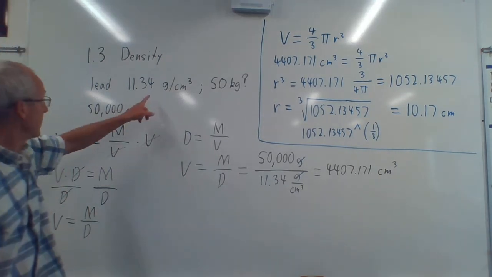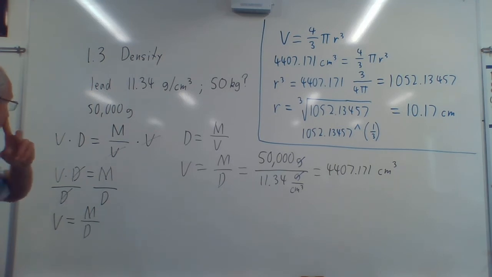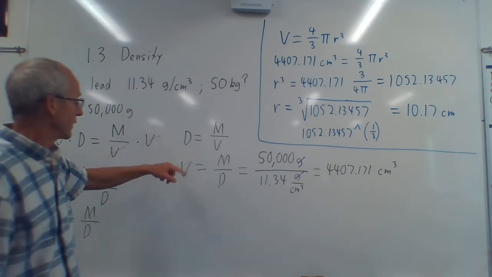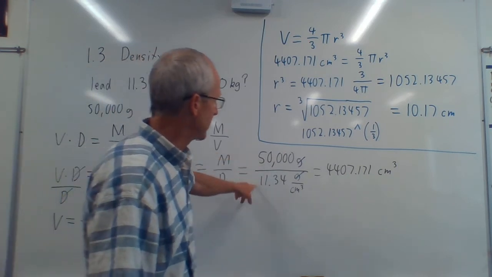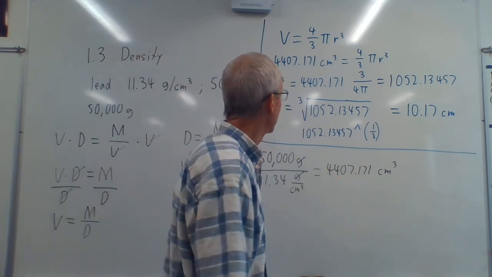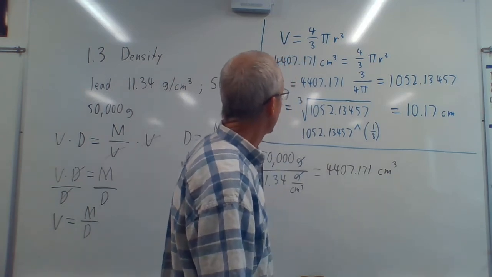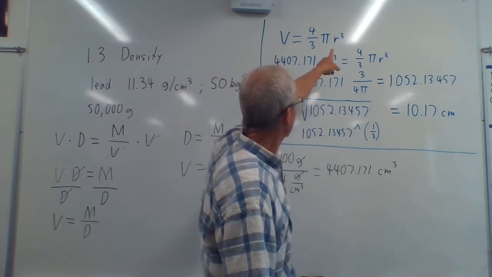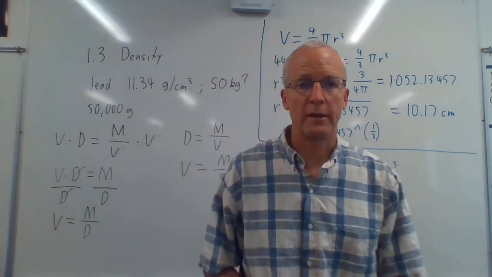First we changed the 50 kilograms to 50,000 grams. Then we got our formula for volume is mass divided by density, 50,000 grams divided by the density. We got this big number. And then we had to use the volume for a sphere, 4/3 pi r cubed. We know what the volume is. We have to solve for r. And we just have to be really careful with our algebra.